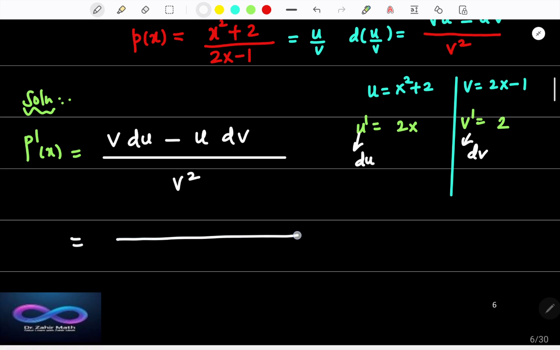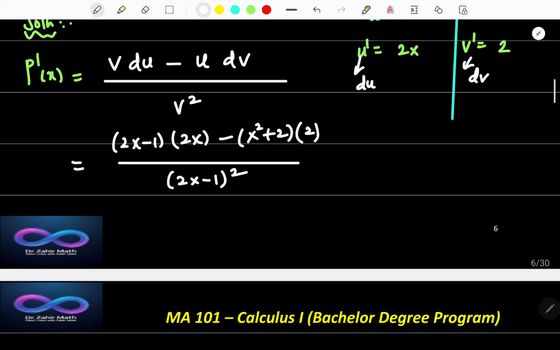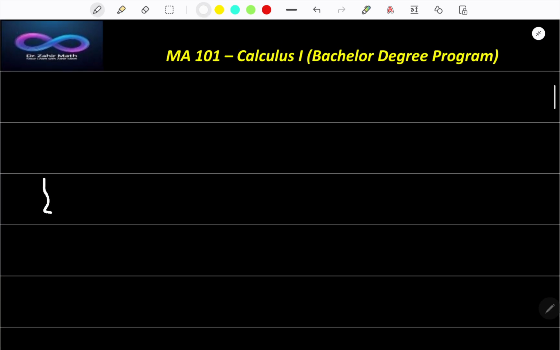So v square, what is v square? 2x minus 1 the whole square, right? And then v, which is 2x minus 1, du, which is 2x, minus u, which is x square plus 2, and dv, which is 2. Clear? Right. Now this is your p dash of x. Don't simplify.